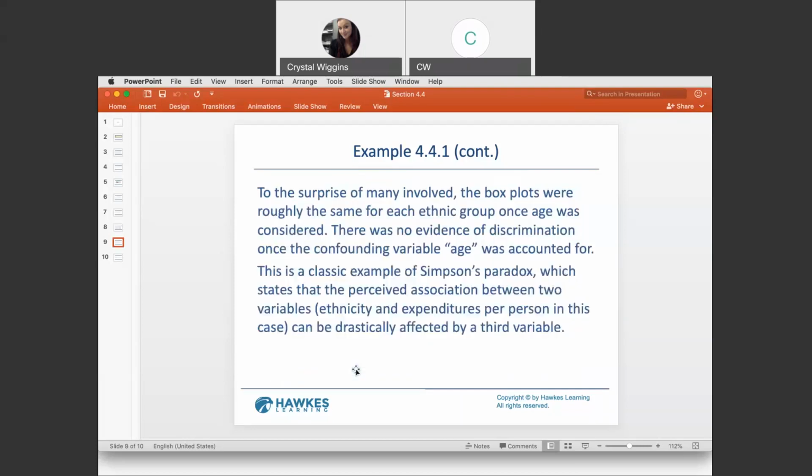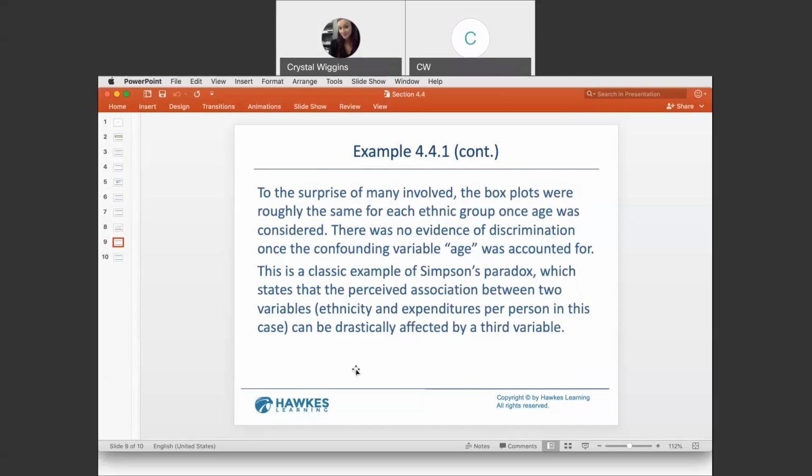So, to the surprise of many involved, the box plots were roughly the same for each ethnic group once age was considered. There was no evidence of discrimination found. The confounding variable age was accounted for. This is a classic example of Simpson's paradox, which states that the perceived association between two variables, ethnicity and expenditures per person in this case, can be drastically affected by a third variable.